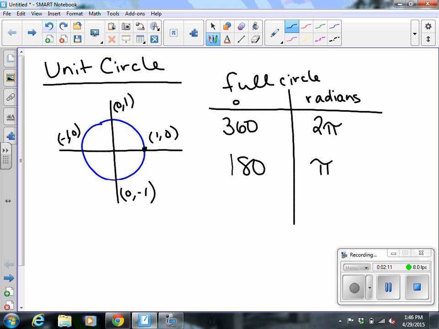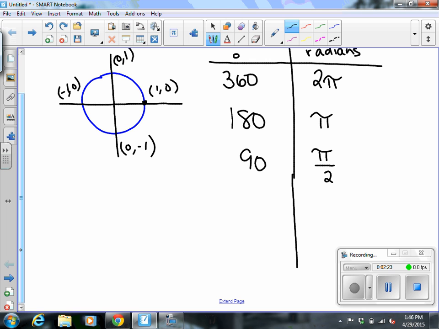Well, let's keep cutting this in half so we have an idea of what's going on. So if I go to 90, this would be pi over 2. If I go to 45, I have pi over 4. And I could keep cutting this in half and cutting it in half, but I think you get the picture here.